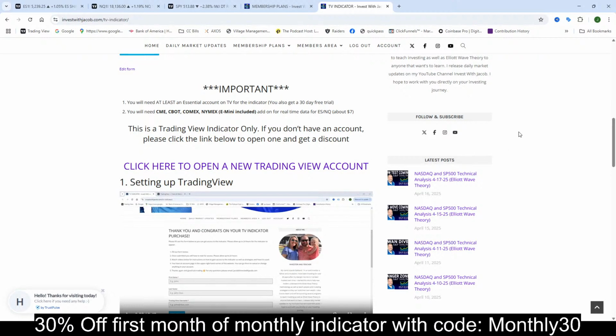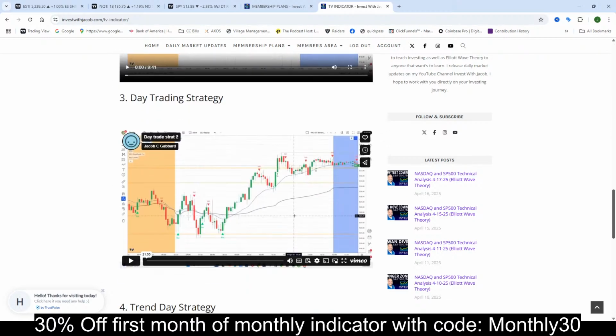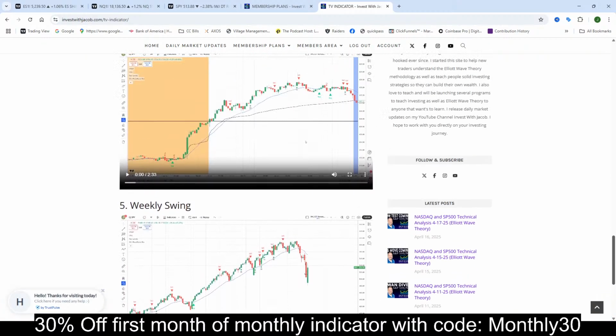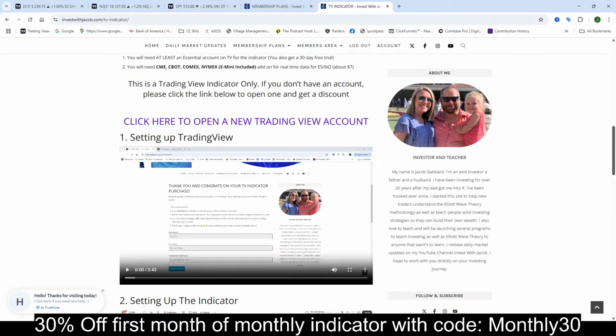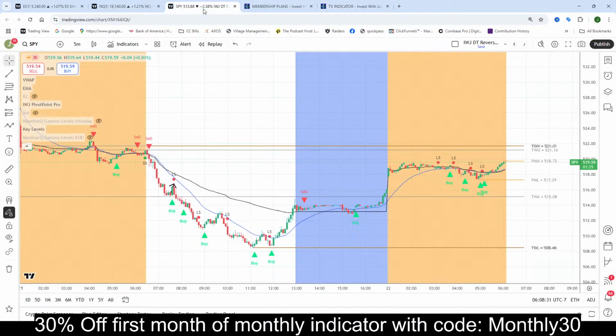And then it'll tell you how to set up TradingView. It'll tell you how to set up the indicator, your day trading strategy, your trend day strategy, weekly swing, and how to use that properly. So you get plenty of training on the indicator and how to use it. And it's super simple. It's not like that training is going to be like, okay, if X equals Z and then carry the 1 and blah, blah, blah. It's really, really simple, guys.